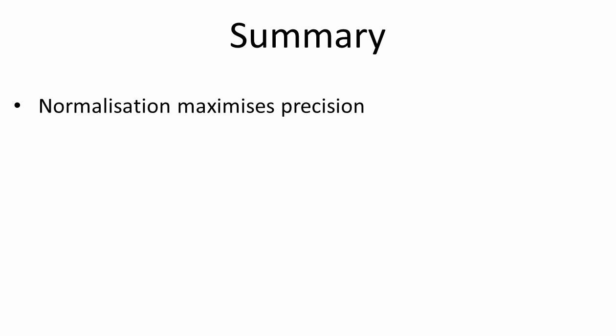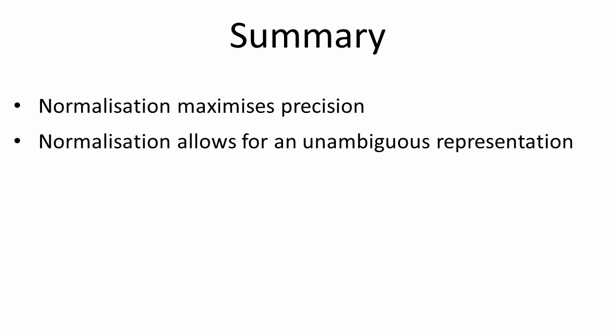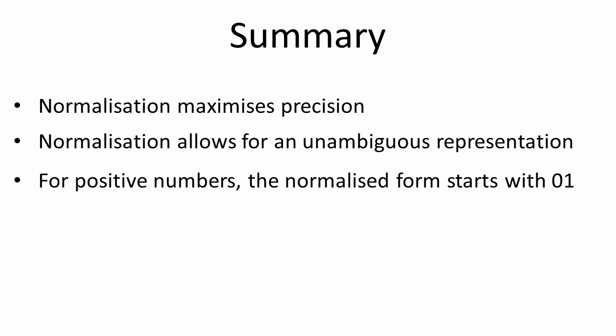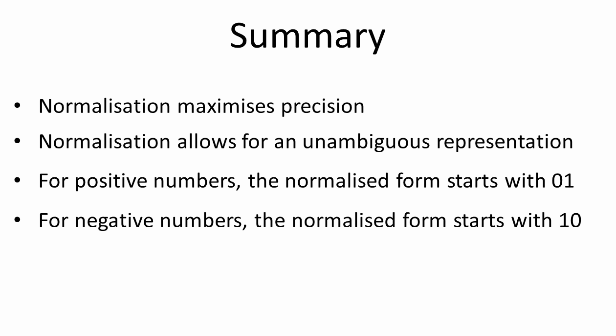In summary, normalisation maximises precision for a given sized mantissa. When converting from denary to floating point binary, we should aim for the normalised form. Normalisation allows for an unambiguous representation of a floating point number. This is important because processor hardware usually expects numbers to be in a particular format. For positive numbers, the normalised form starts with 0, 1. For negative numbers, the normalised form starts with 1, 0.